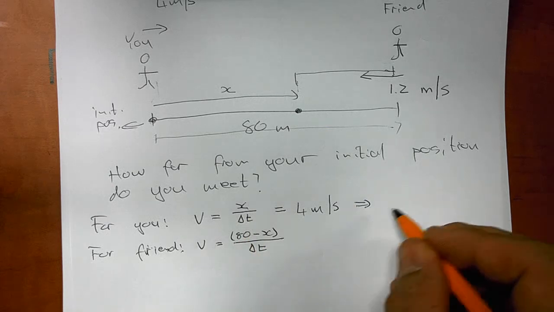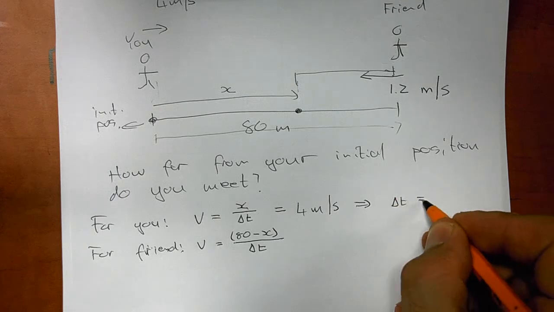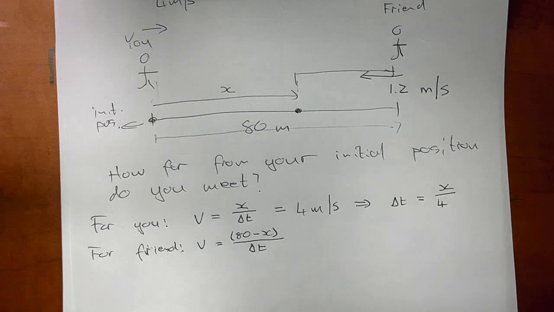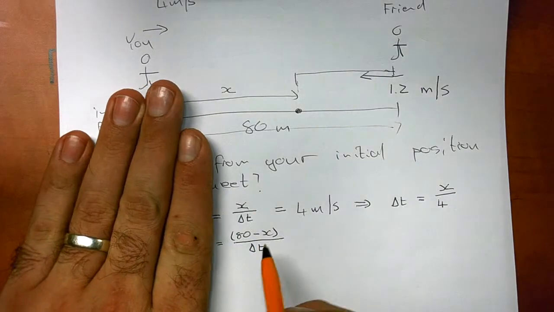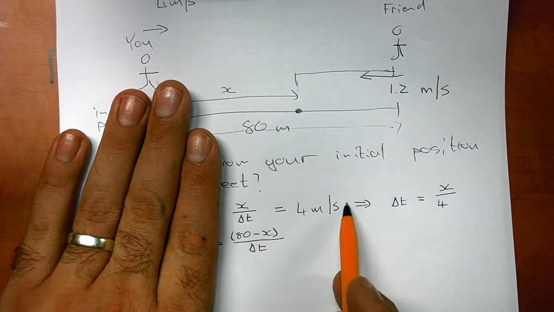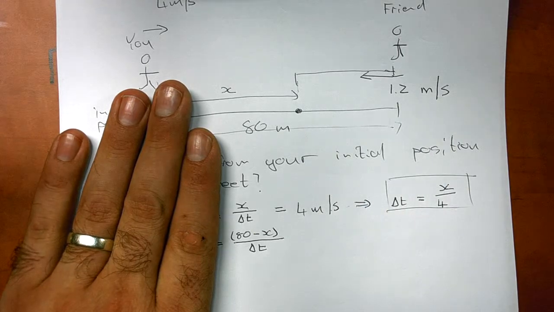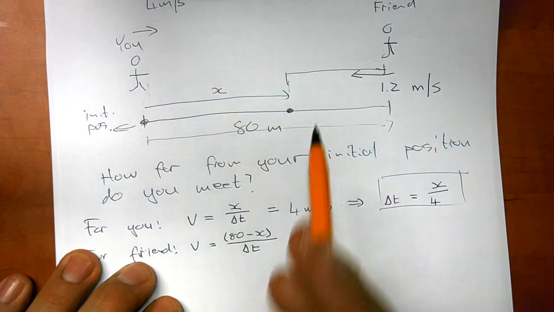So we have that time is equal to x divided by 4. I want to make time the object of the equation, so I multiply by delta t on both sides, divide by 4, and this is what I get. Right, so I can get the time interval. Don't yet know numerically what it is, but at least I can write an expression for the amount of time it will take me to travel this distance.